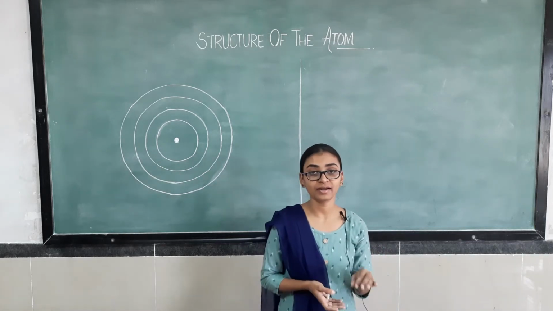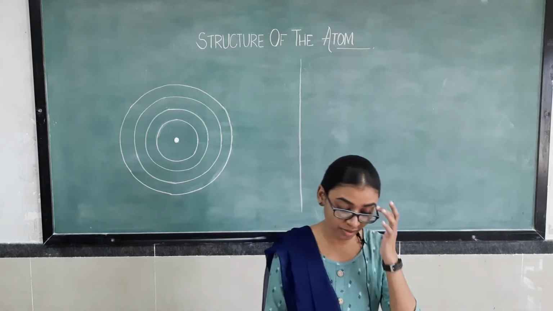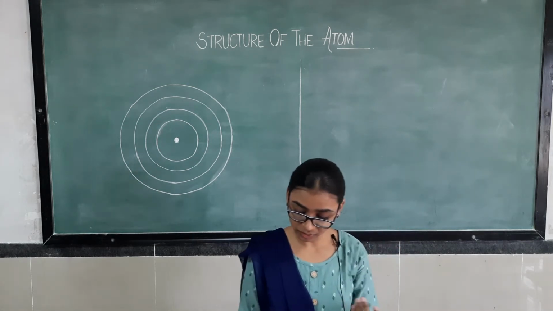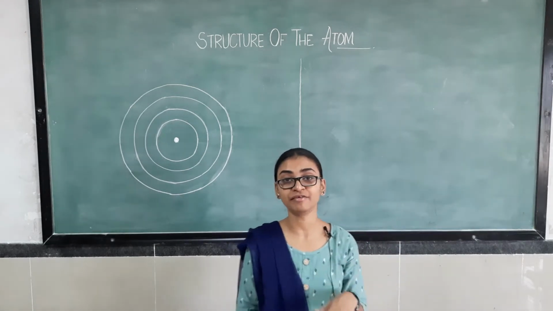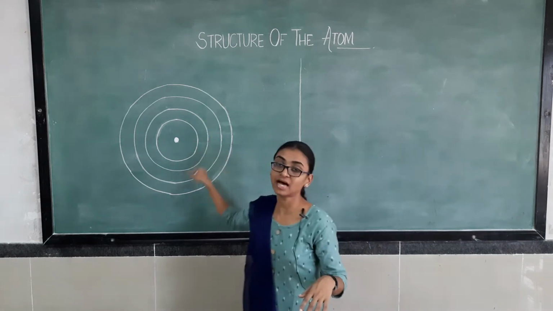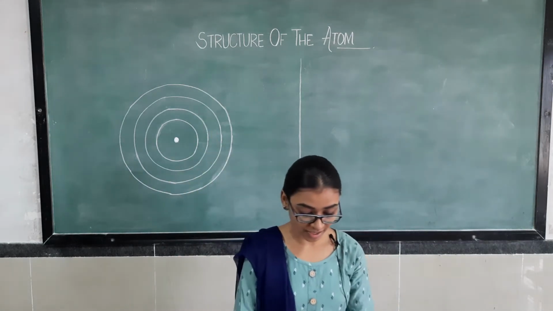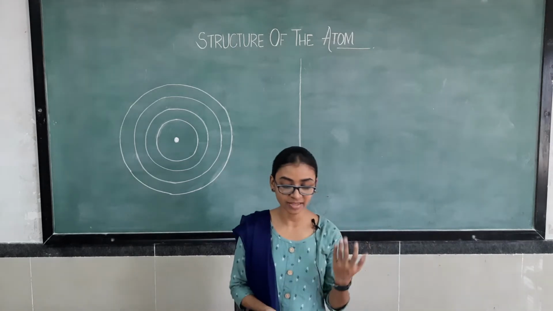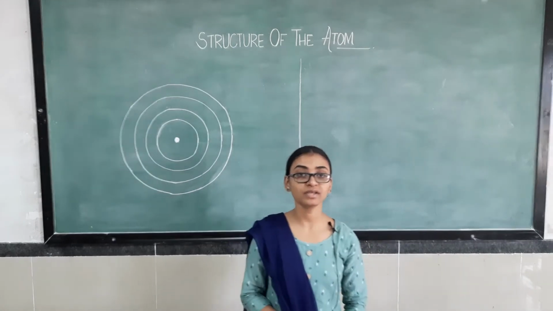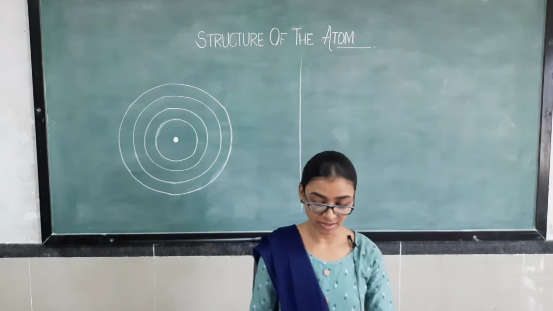In today's part, we are going to learn how the electrons are distributed in different orbits. In these orbits, how the electrons are arranged, what is valency, atomic number, atomic mass, isotopes and isobars. So this is what we are going to learn in this part.